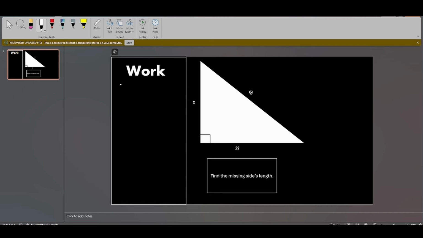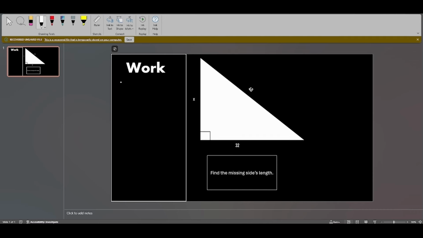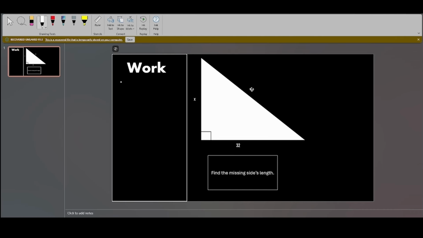You can use the Pythagorean theorem to find the length of the missing side. Do you know how to use that? No, what is the Pythagorean theorem? The Pythagorean theorem states that in a right triangle, the square of the length of the hypotenuse is equal to the sum of the squares of the lengths of the other two sides.